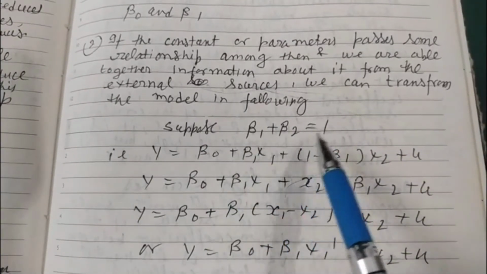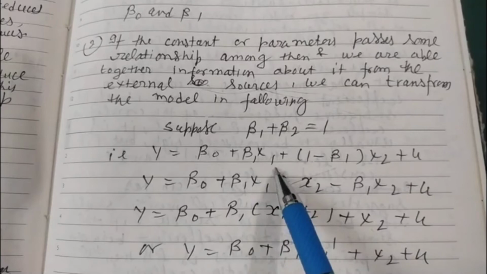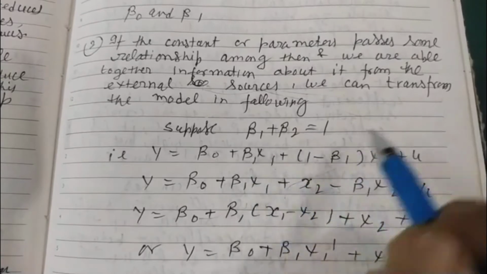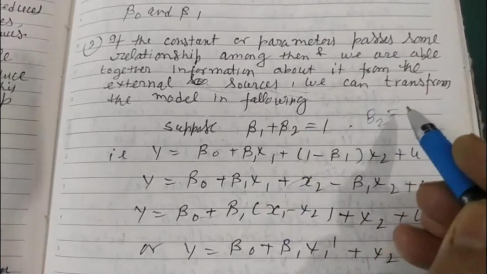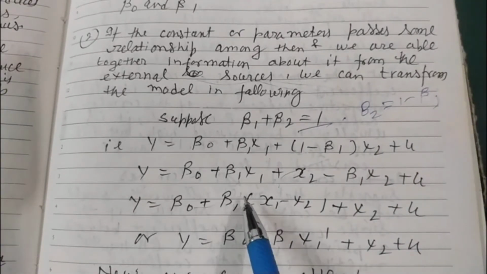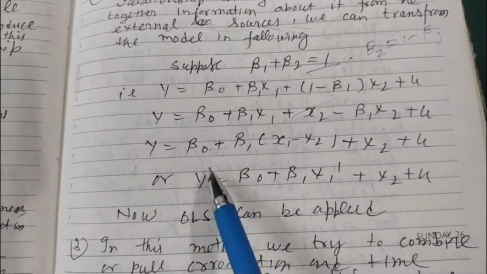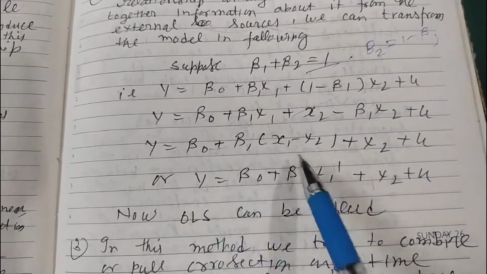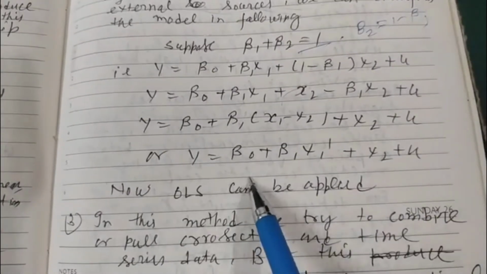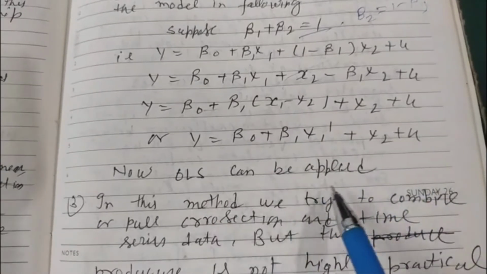Suppose beta 1 plus beta 2 is equal to 1, that is y is equal to beta 0 plus beta 1 x1 plus 1 minus beta 1 x2 plus u, because we can put in the place of beta 2, 1 minus beta 1. Y is equal to beta 0 plus beta 1 x1 plus x2 minus beta 1 x2 plus u. Y is equal to beta 0 plus beta 1 in bracket x1 minus x2, plus x2 plus u, or y minus x2 is equal to beta 0 plus beta 1 times x1 minus x2 plus u. Now ordinary least squares can be applied.